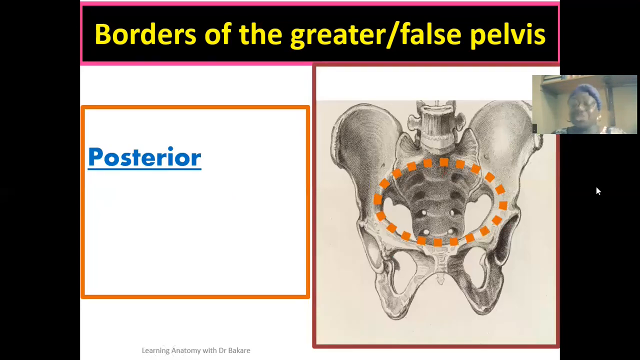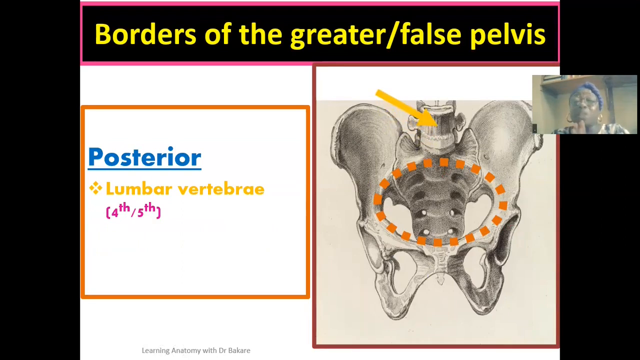Then going to the posterior border, posteriorly it is bounded by the lumbar vertebrae, specifically the fourth and fifth lumbar vertebrae. We know that these lumbar vertebrae are seen at the superior part of the sacrum, and we know that the sacrum forms the posterior border of the lesser pelvis. Quite superiorly above the pelvic brim, what we have is the lumbar vertebrae. So the last two lumbar vertebrae border the greater pelvis at the posterior part.